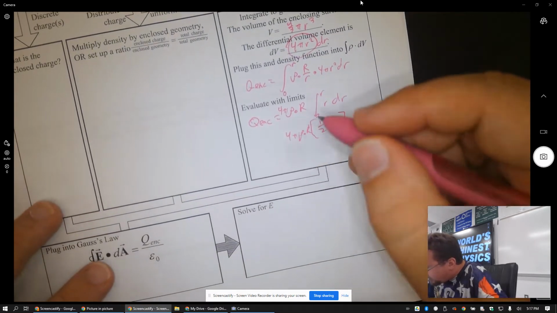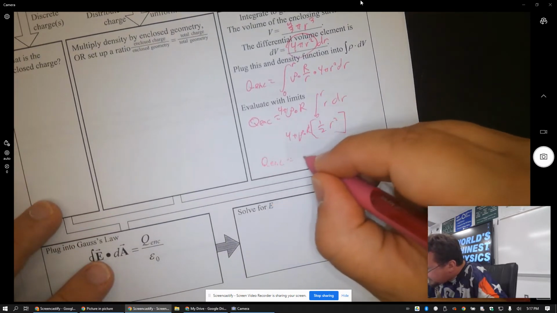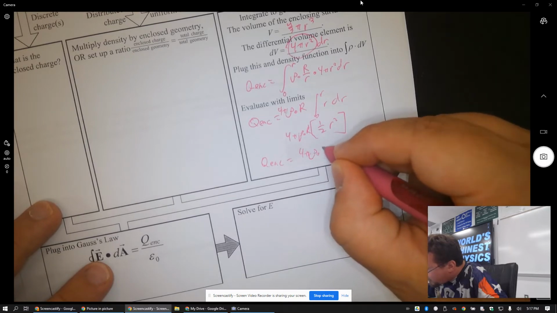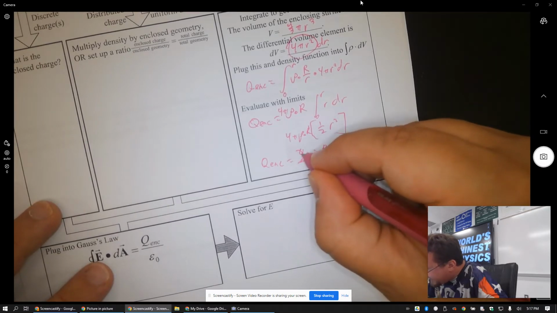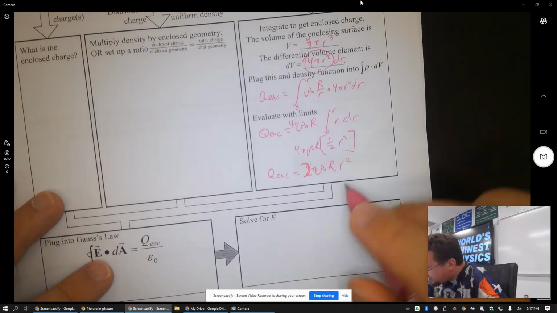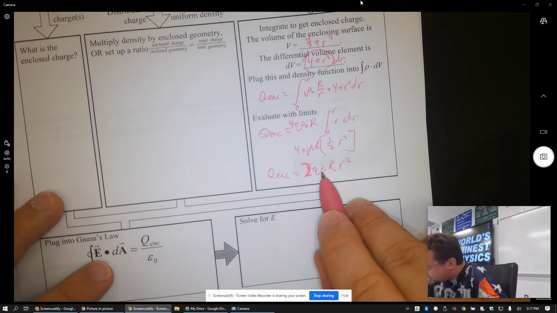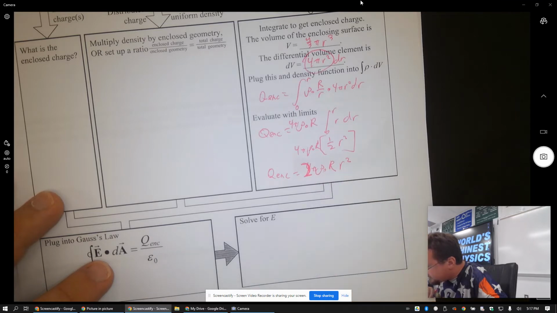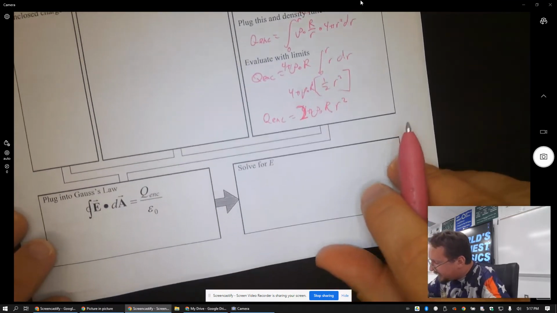So then the Q enclosed is going to be 4 pi rho naught big R, oh, 2 because of the half, sorry, 2 because of the half, little r squared. This does have units of charge, because that's charge per volume, and then that has units of volume. So I didn't screw that up, maybe.